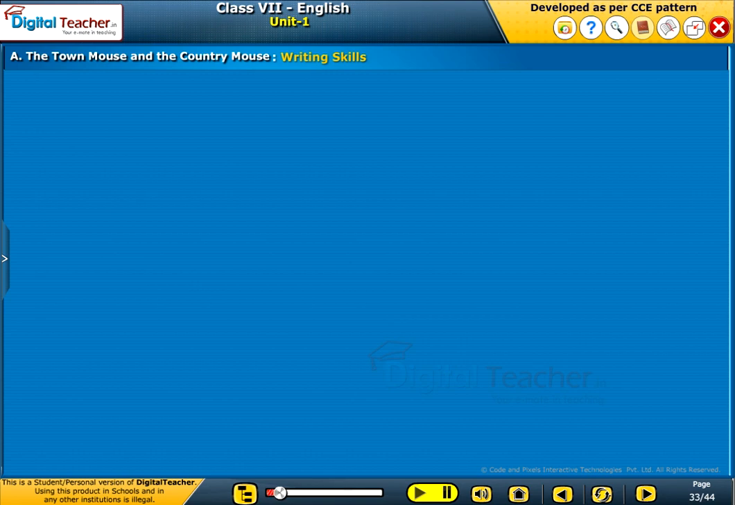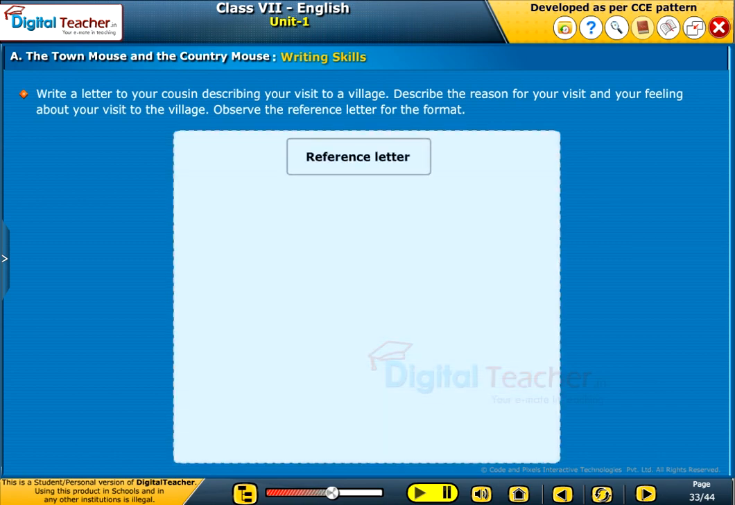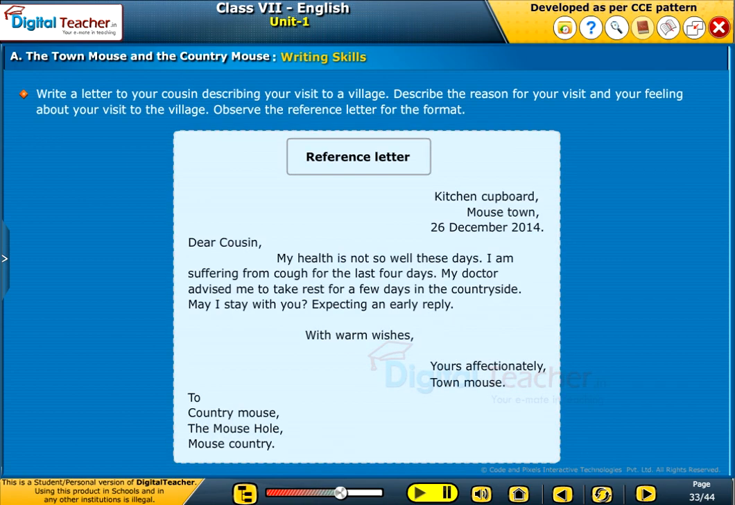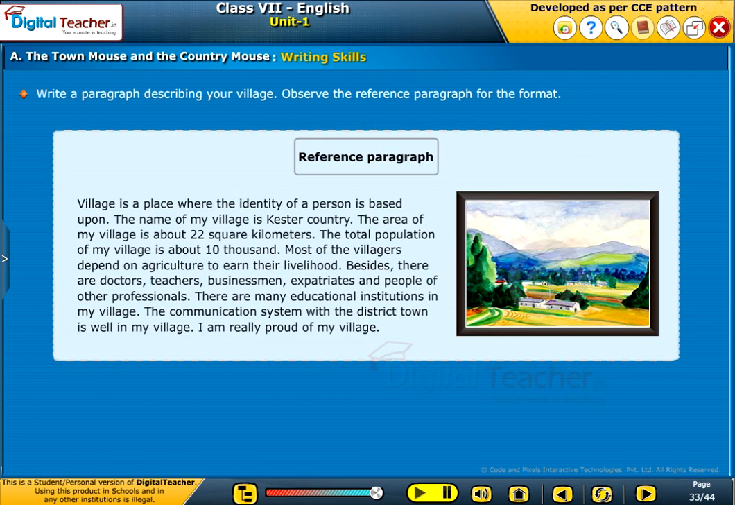Writing skills. Write a letter to your cousin describing your visit to a village. Describe the reason for your visit and your feeling about your visit to the village. Observe the reference letter for the format. Write a paragraph describing your village. Observe the reference paragraph for the format.